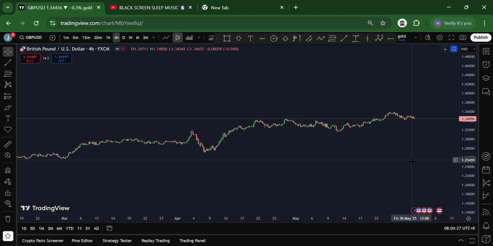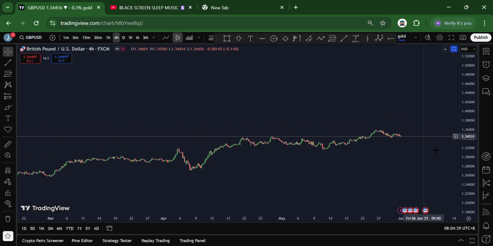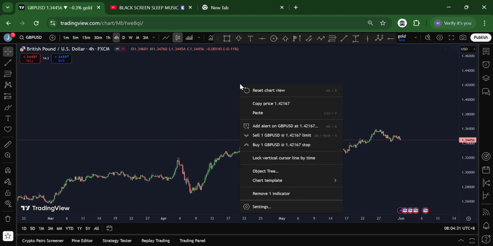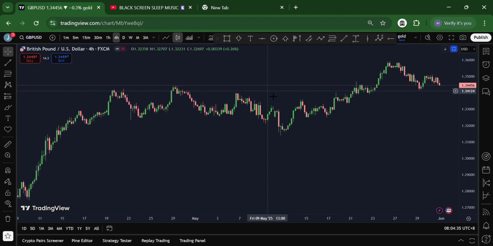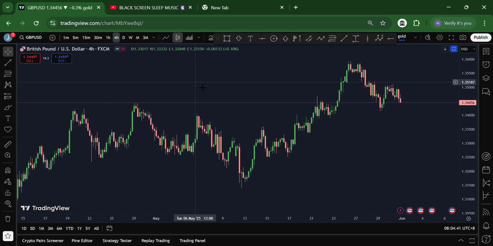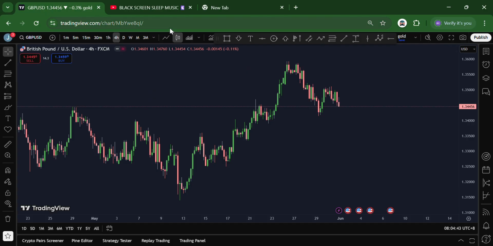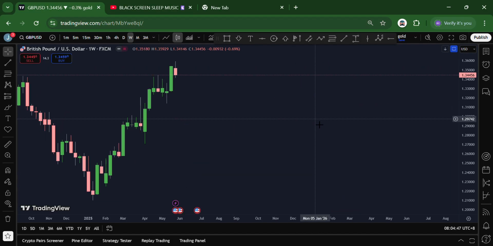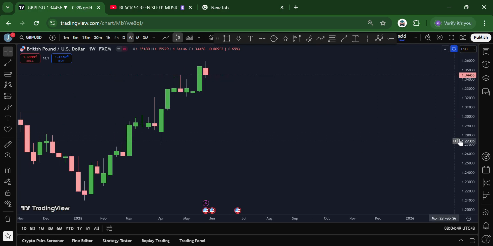Right now, I want to show you something. The topic for today, the core idea, is how to identify a swing point of probabilities. The first step is to start with the weekly time frame. Here in the weekly time frame.